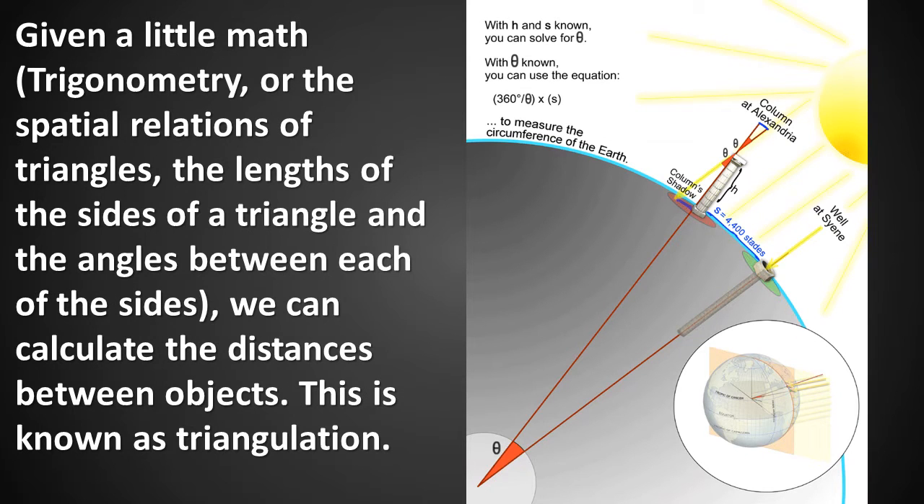Given a little math, in this case trigonometry, which is the spatial relations of triangles, the lengths of the sides of triangles, and the angles between each of the sides, we can calculate the distances between objects. This is known as triangulation.